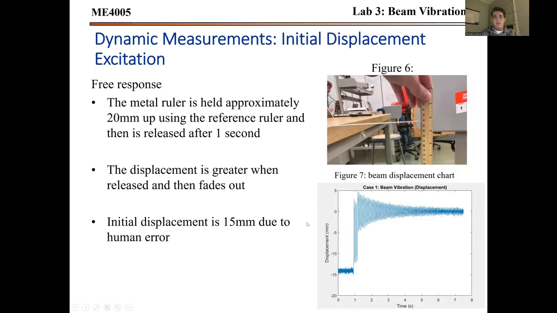Okay, the first setup, case one. The metal ruler is held approximately 20 millimeters up using a reference ruler and then is released after 1 second. Displacement is greater when released and then it fades out. As you can see in the graph, the release was perfectly on time with the 1 second. The displacement was only 15 millimeters instead of 20, which might have affected the data later on.